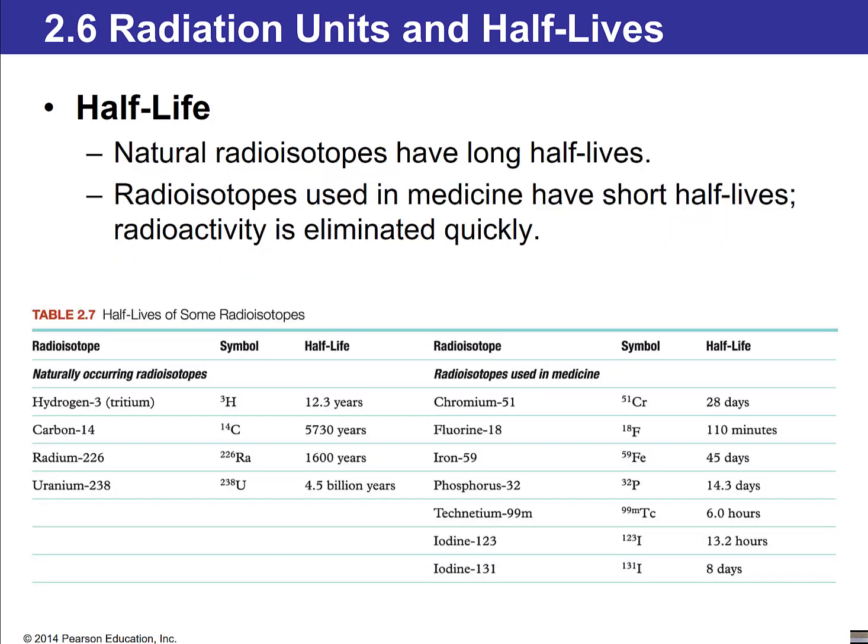So in looking at them, we have some, these are natural. These are the ones used in medicine. So these are actually man-made. Naturally occurring radioisotopes, like hydrogen-3, called tritium, carbon-14, radium-226. These ones have years. Their half-life is really long. They don't break down really quick.